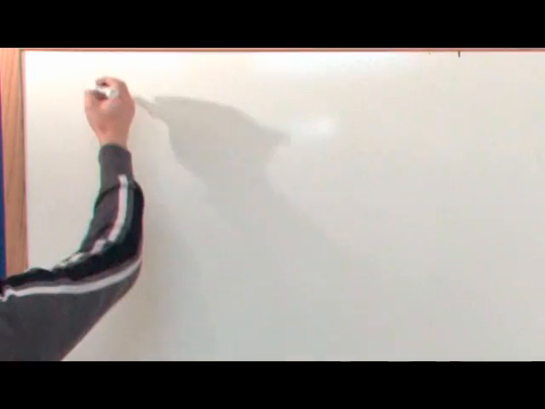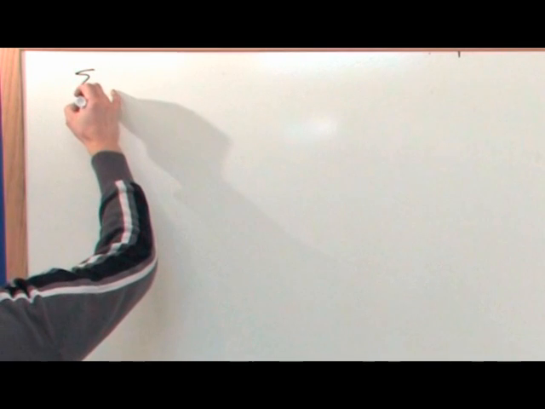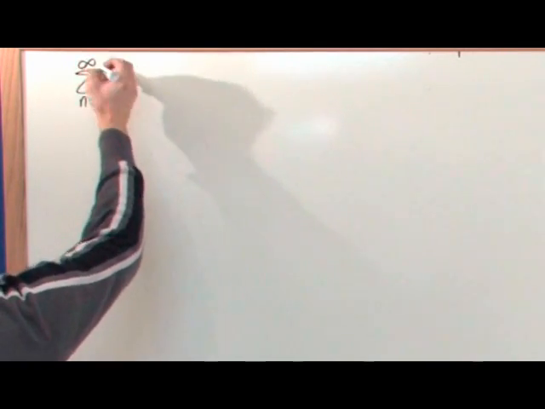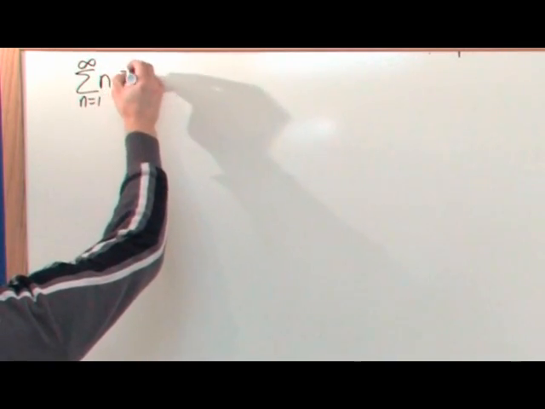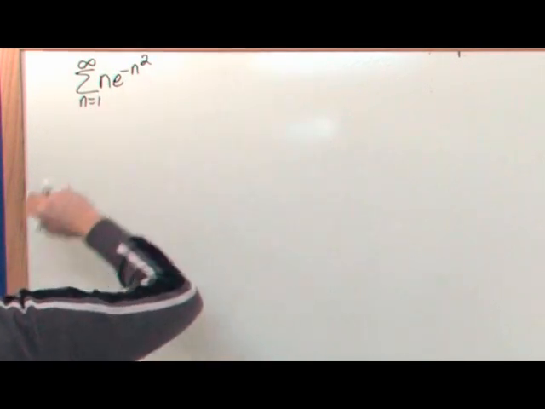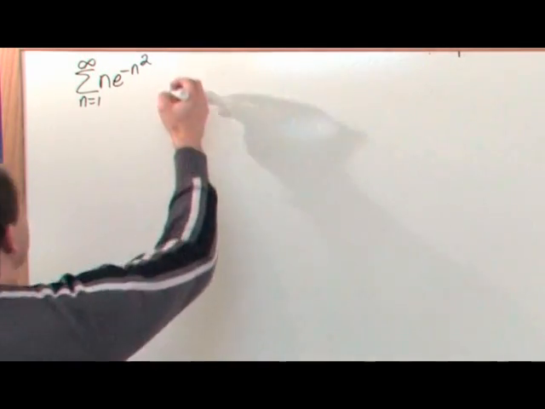Okay, now the next problem is, what if I have this series, n is equal to 1 to infinity, of n e to the negative n squared. Okay, those are the terms, n e to the negative n squared. So it doesn't look like a p-series or a geometric series, so I'm going to evaluate the corresponding integral.